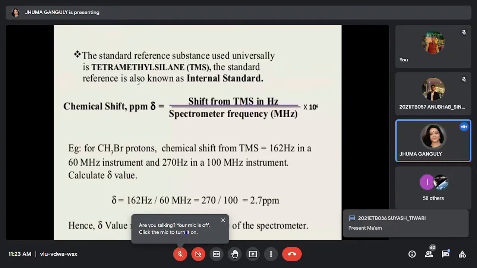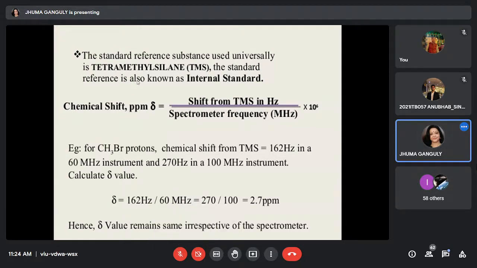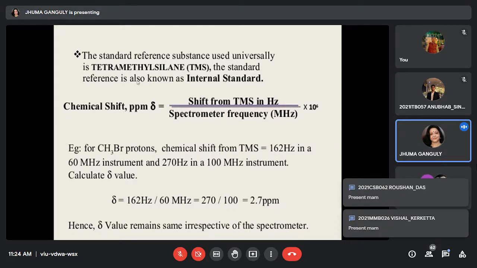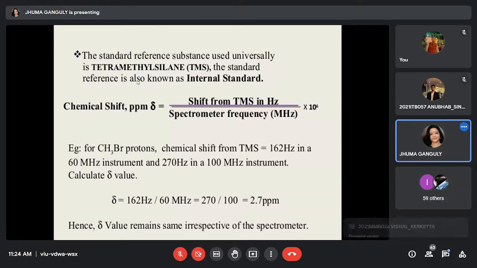And an internal standard has some requirements. What are these requirements? I mentioned them last class. Tell me, at least two. What is the requirement for use as an internal standard? It should not react with any material which we are going to analyze.